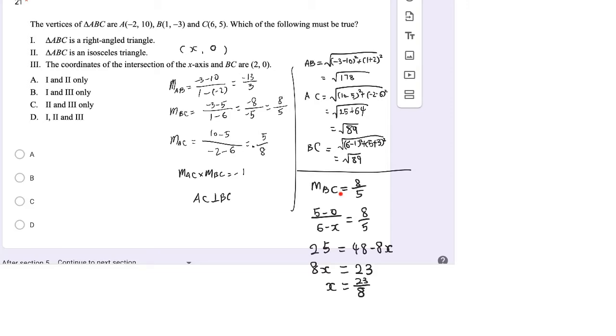For the last one, because the slope of BC should be equal to the slope between the intersection point and C, because they are collinear, that is why I set up the equation like this, where x will be the coordinate of the point. At the end, you have x equals 23/8, but that is not 2. That is why the answer will be 1 and 2, that means A here.